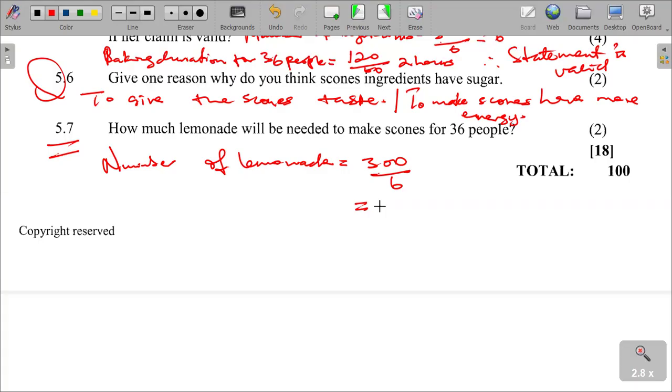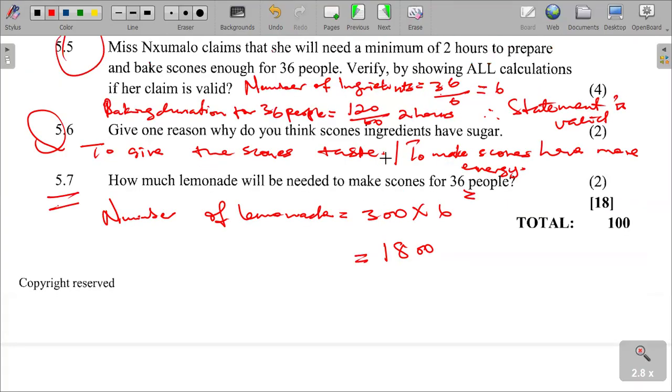Sorry, it's 300 times 6 actually. 300 multiplied by 6 is 1800. So as you can see, we are saying how many lemonades will be needed for 36 people. I'm sure we have calculated the data.